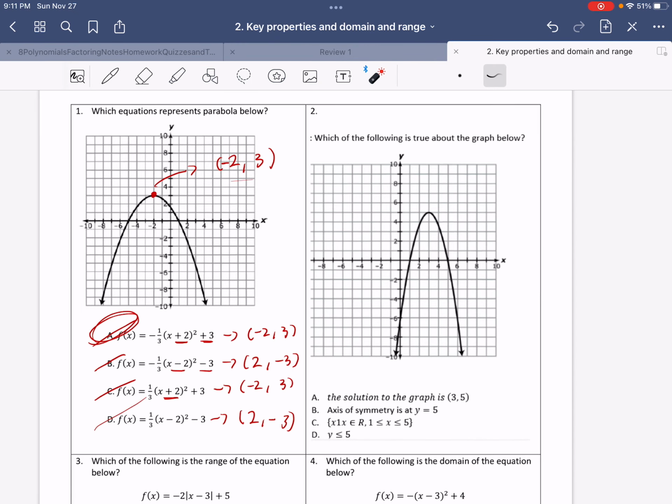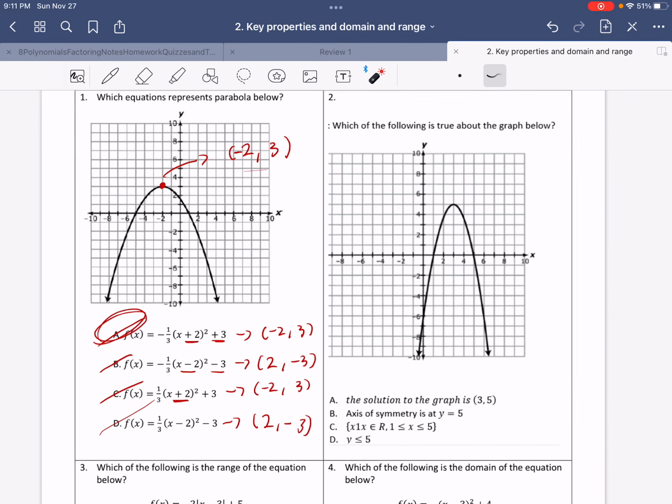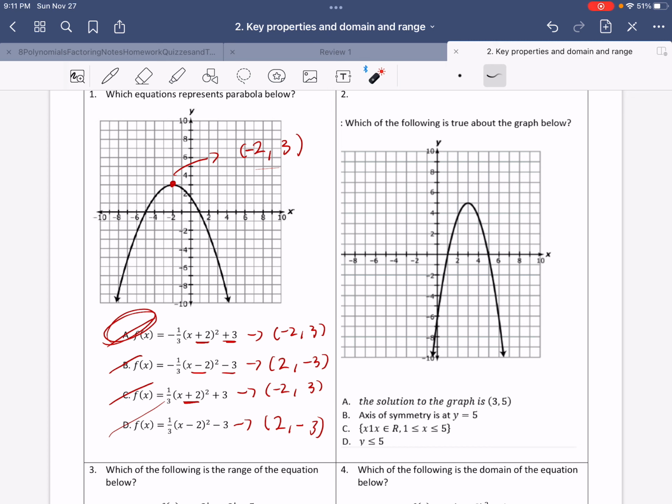So question number 2. Which of the following is true about the graph below? Remember, in order to do it, you must know how to find the vertex, axis of symmetry, domain, and range. For the first one, it says the solution to the graph is 3, 5. Is it a solution? No. 3, 5 is not a solution. This one is the vertex. Also, we call it the max. It's the maximum because it's the highest point at y equals 5, which is the y value. So that's not true.